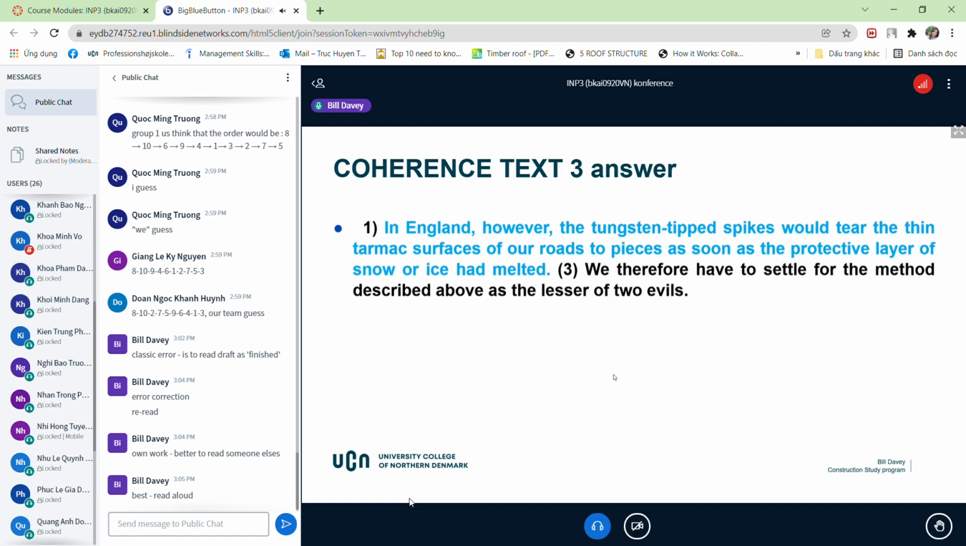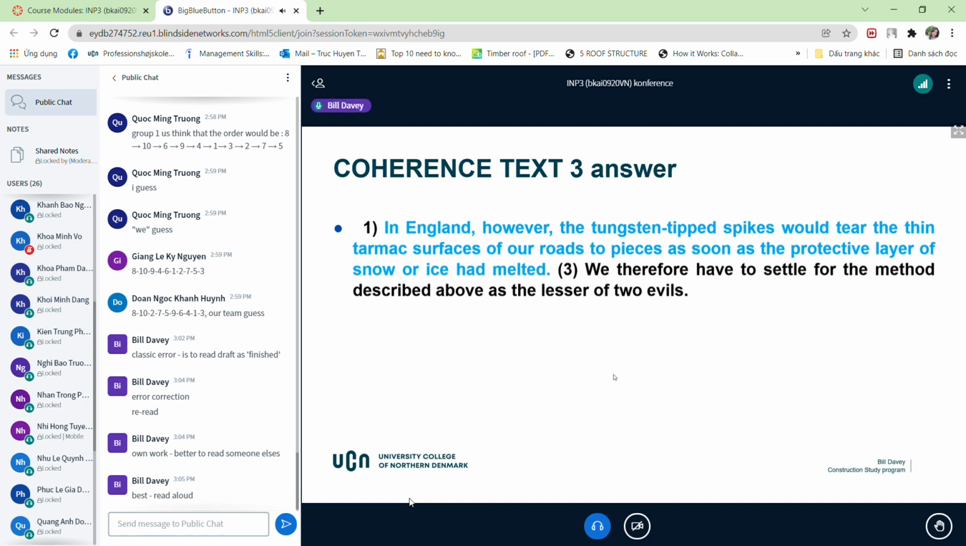So we started in the first paragraph with the problems that England has with snow. In the second paragraph, we had the same problem, which was snow, but in a different place, Norway, and their solution. Now this last bit compares the 2 previous paragraphs, and England, however, that's our word that makes us stop and compare. In England, however, the tungsten-tipped spikes would tear the thin tarmac surfaces of our roads to pieces as soon as the protective layer of snow or ice had melted.